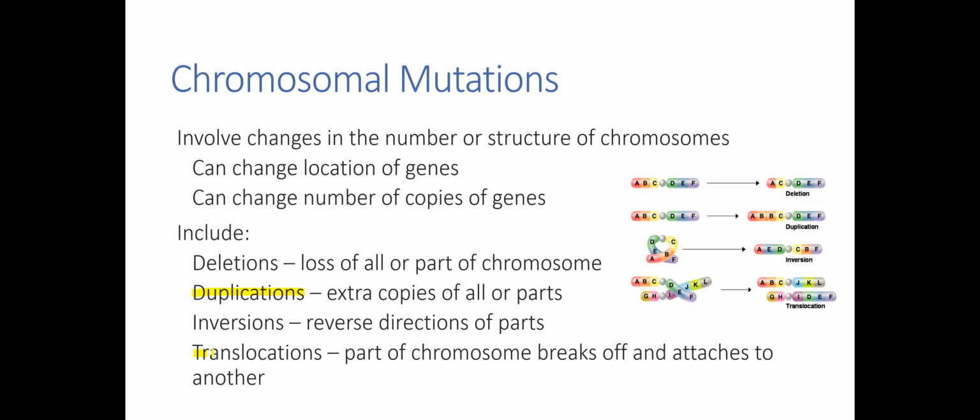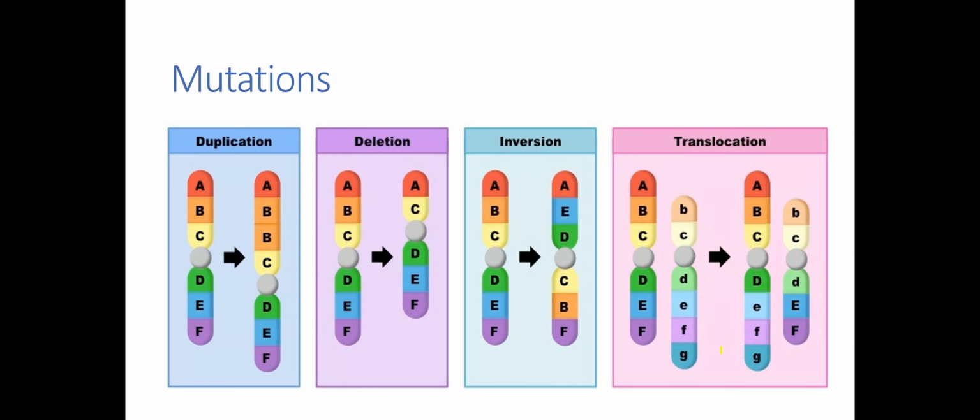And then a translocation, this kind of looks like crossing over, but a translocation is where a piece of one chromosome breaks off and attaches to another. So it's not crossing over, because that's between homologs. This is between two completely different chromosomes. And so when translocations happen, now one chromosome is missing a piece and one chromosome has an extra piece, and that's going to affect the reading of that genetic code.